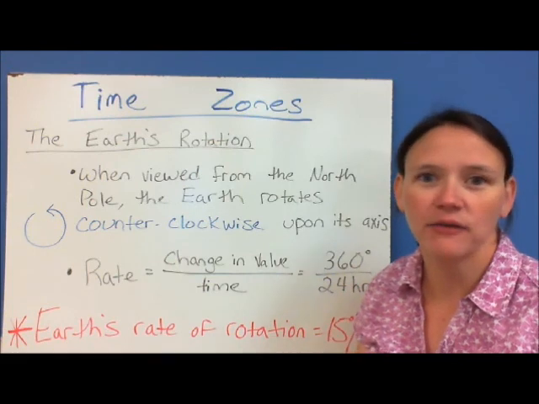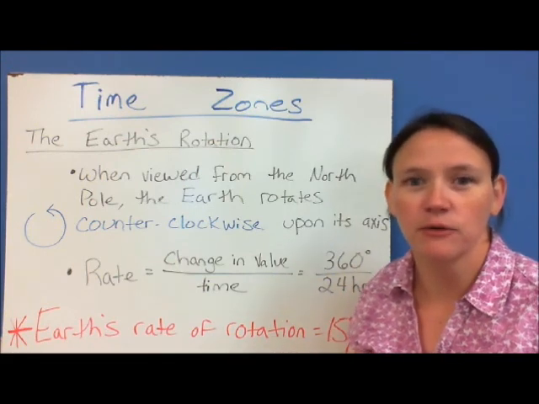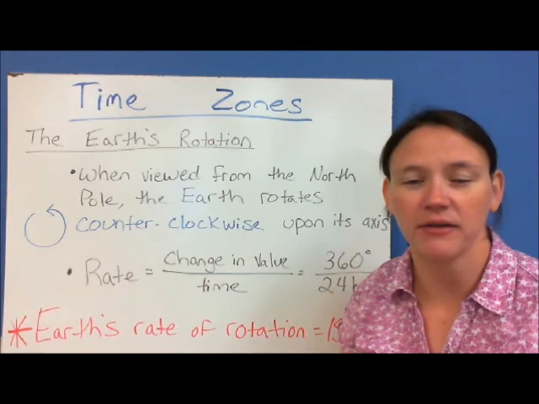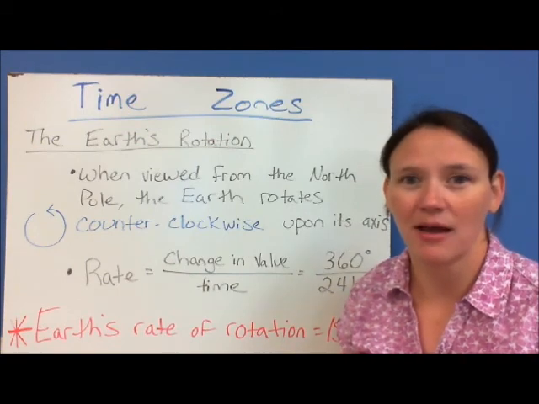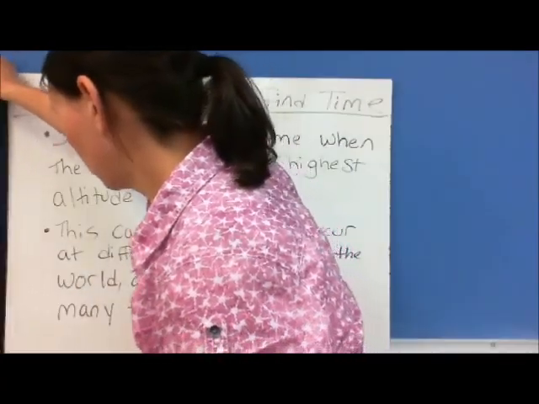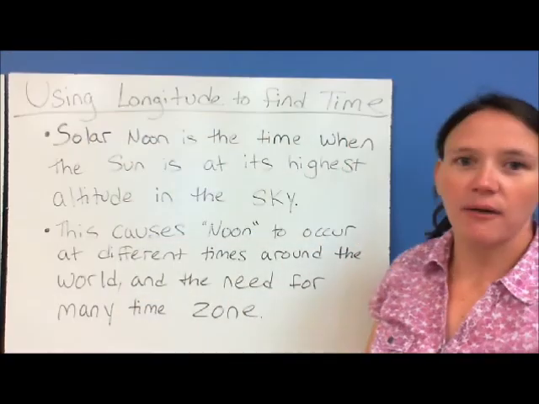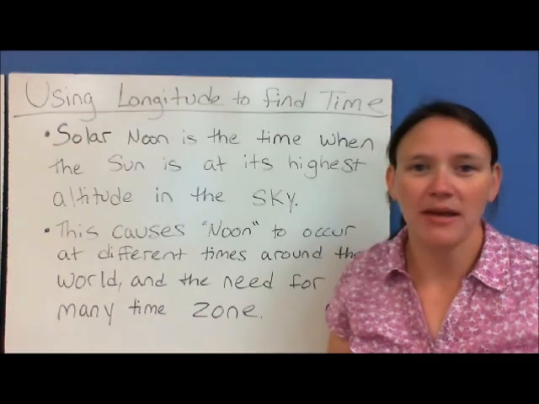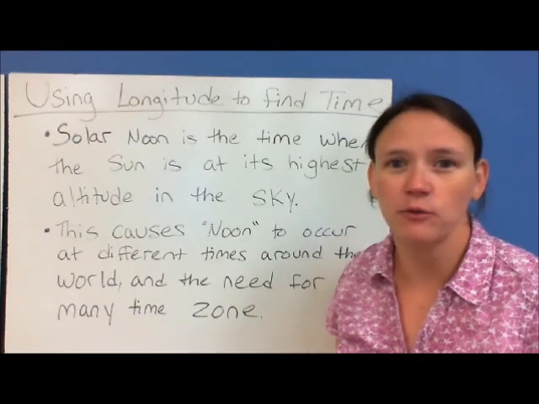This is not in your reference table, but that's the rate that the Earth rotates, and it affects a lot of things dealing with time and time zones on Earth. Now, the reason we're talking about time zones right now is because time zones are related to longitude.